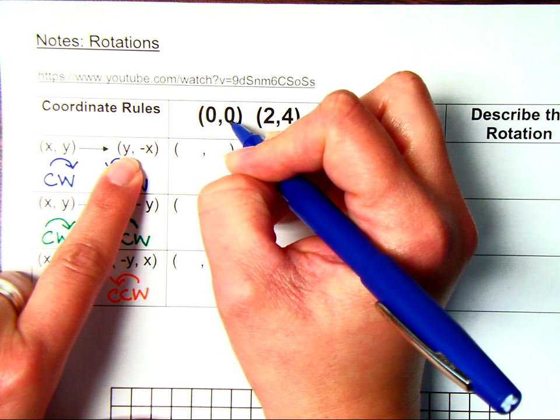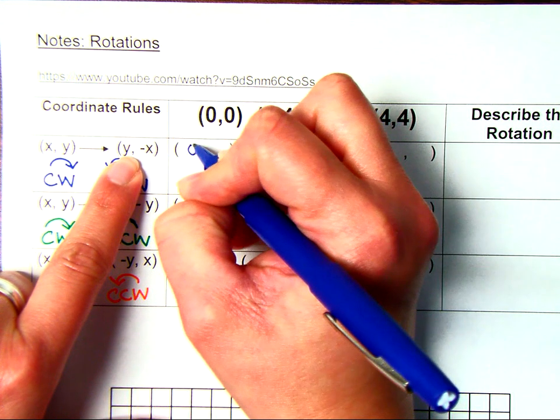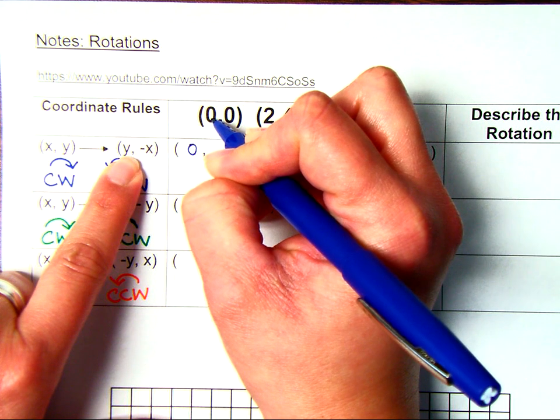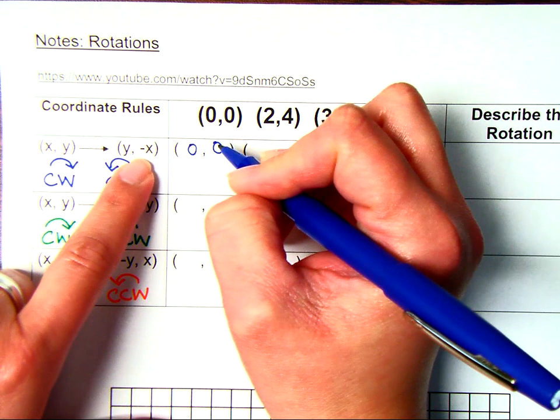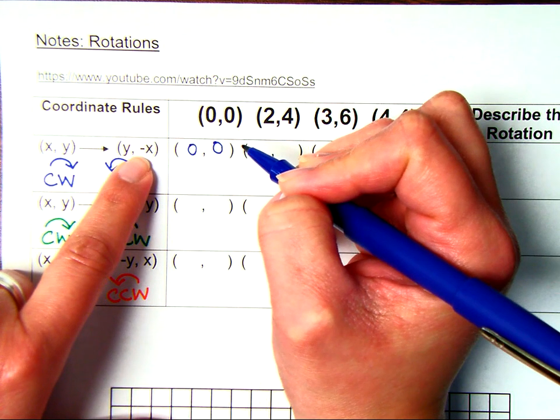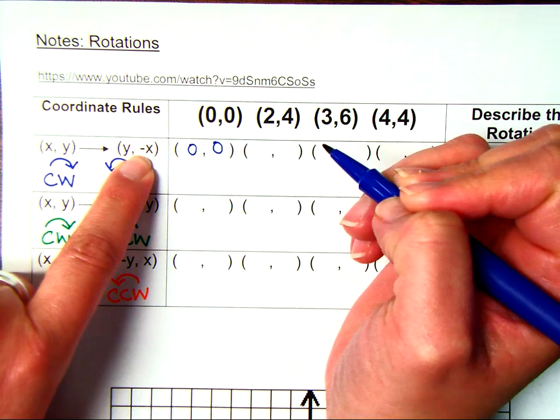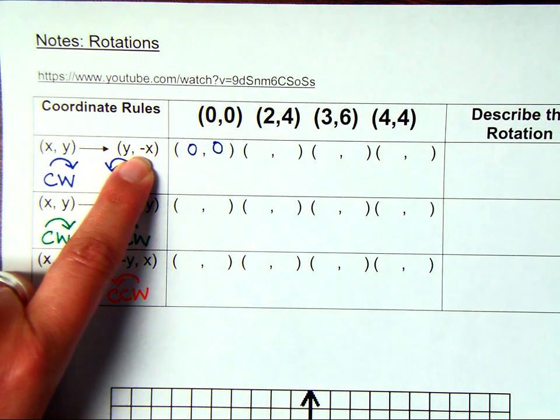Well, I'm going to switch, so this 0, which was my y, is now x, and this 0, which was my x, is now y, even though they're the same number. But the only thing with this, if we're doing the opposite, the opposite of 0 is 0. So that one's just going to stay at 0, 0.